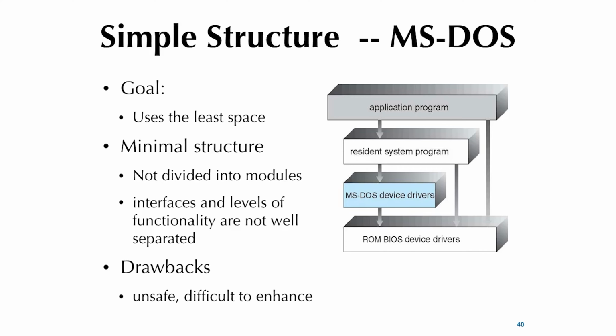Simple structure is like MS-DOS. That was done in the days when 640 kilobytes was considered a lot. It's like, whoever needs more than 640 kilobytes of RAM, right? So it was designed for something much smaller, right? And so it's for minimum structure.